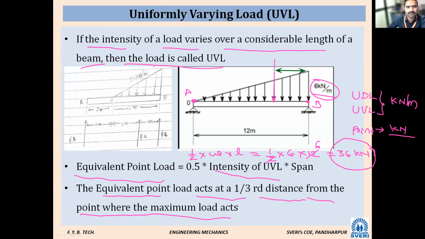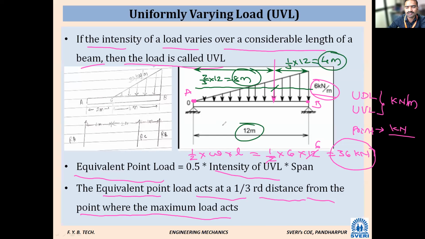How much is this distance and how much is this distance? This distance is 1/3 into the span. How much is the total? 12. So 1/3 of 12 is 4 meter from the maximum loading, and from the minimum loading it is 2/3 of 12, that is 3 4s are 12, 4 into 2 is 8 meter. So from this point to this point it is 8 meter, and from this point to this point it is 4 meter. Total is 4 plus 8, that is 12 meter. So this load is 36 kilonewton.